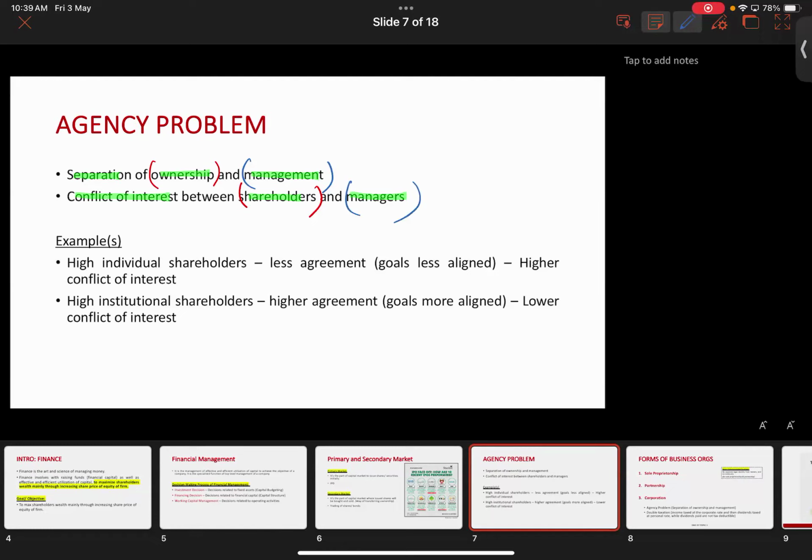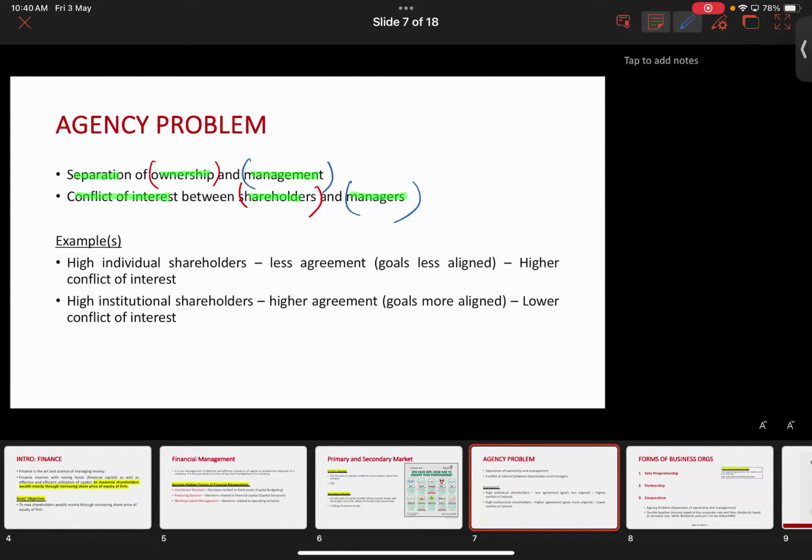So apparently they both have different interests. What shareholders want, we just learned in the first slide. Shareholders want an increase in their wealth, by how? By having an increase in the share price, right? Shareholders want to maximize the wealth by having an increase in the share price. But what do managers want? Managers want better salary, better working conditions, better perks, and all of these are going to increase the cost of the company.